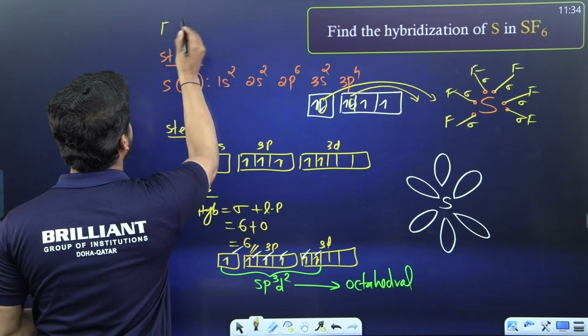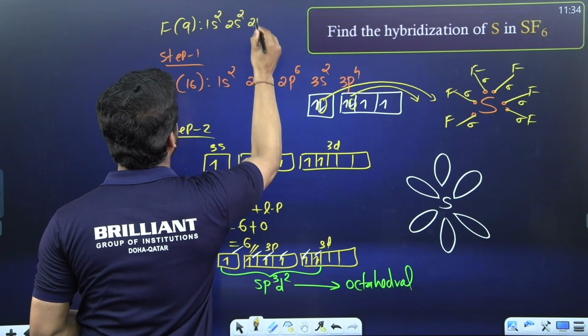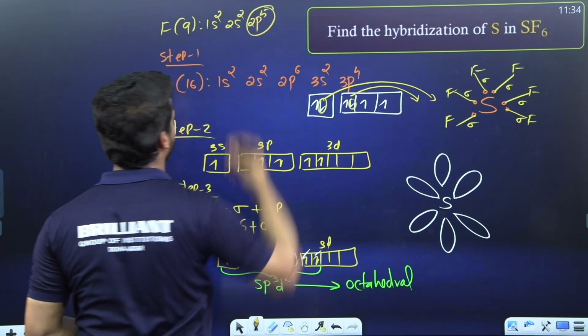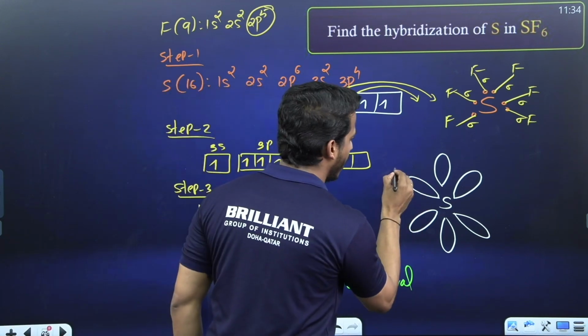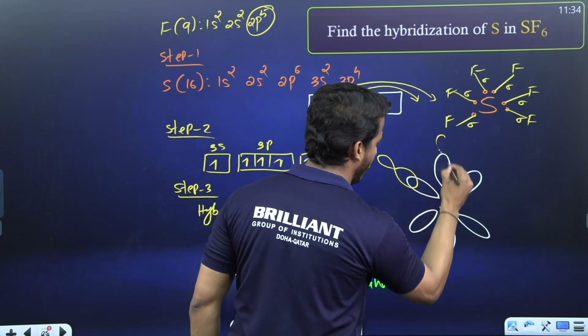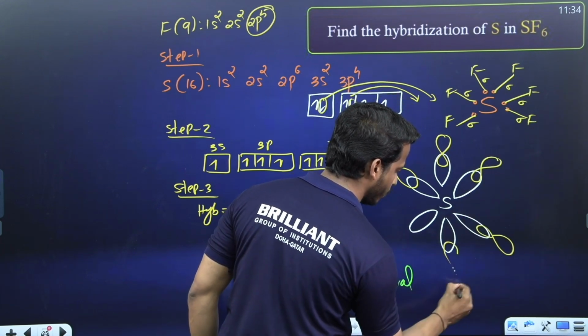Fluorine atomic number is 9. So the configuration is 1s2, 2s2, 2p5. So its outermost orbital is the p orbital. So fluorine comes with a p orbital. It makes a head-to-head overlap to form what? A sigma bond with sulfur.